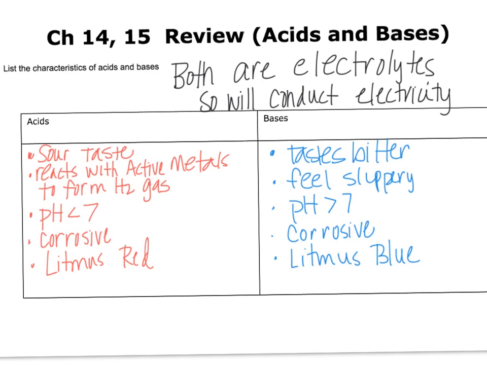Well, the magnesium was an active metal, but we put it in a copper cage, so copper wouldn't be an active metal with acids because it didn't dissolve. pH is less than 7. Acids are corrosive, and if you have litmus paper, it will turn the litmus paper red.